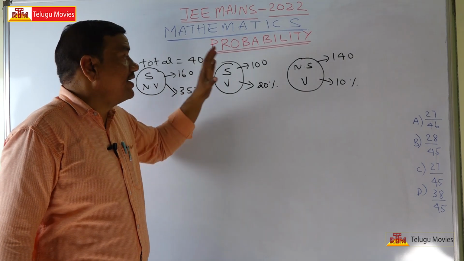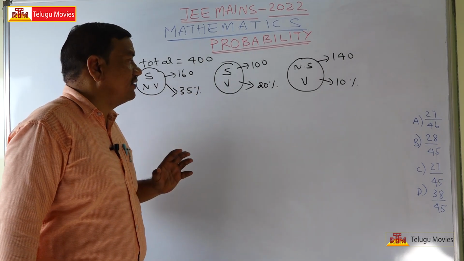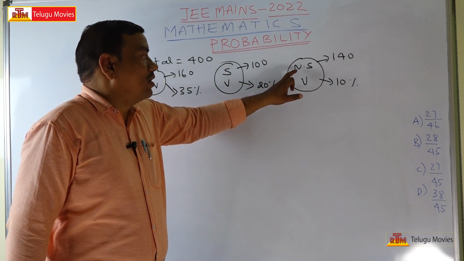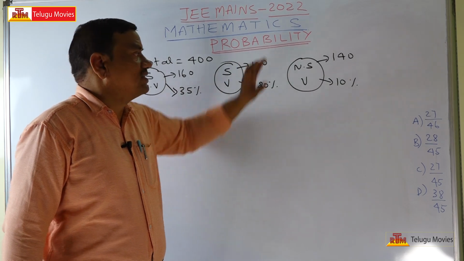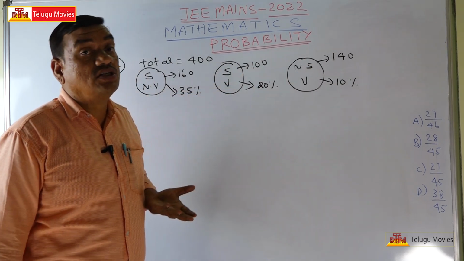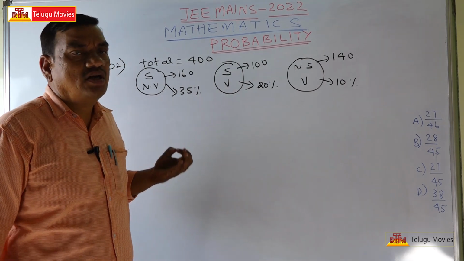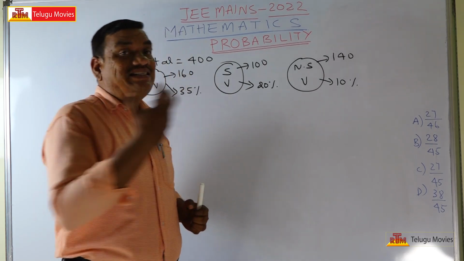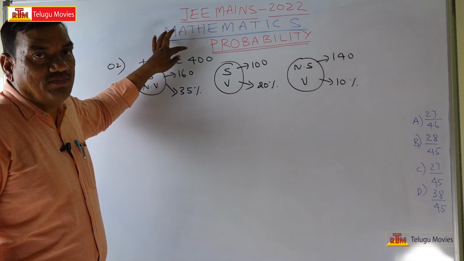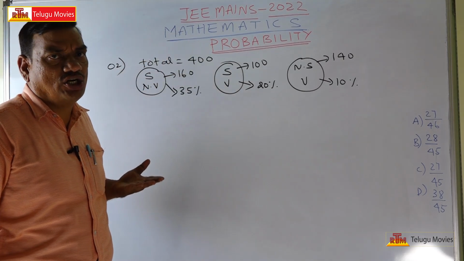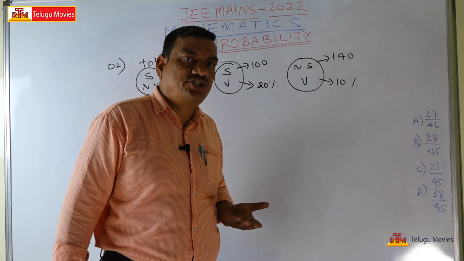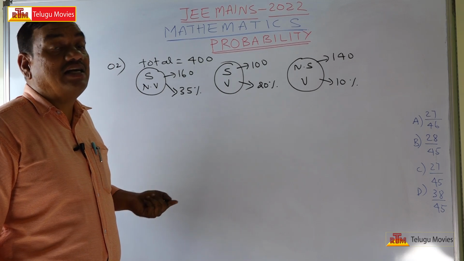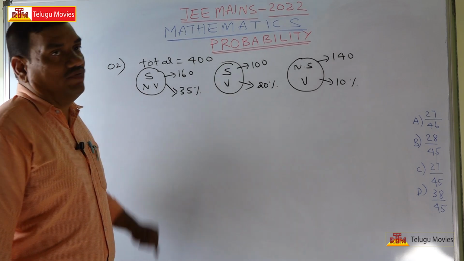Smokers and vegetarians are 100 members and their chance of getting a chest disorder is 20%. Next, non-smokers and vegetarians, very good persons, are 140, and for them also there is a chance of getting a chest disorder, but it is very small, that is 10%. So one person is selected from this 400 and he has a chest disorder, obviously, because all have a chest disorder. What is the probability that the selected person is a smoker and non-vegetarian?